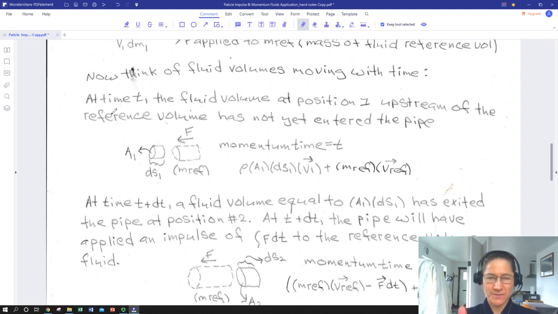Okay, so let's go back to thinking of the fluids as moving with time. We're going to take time t, initial time. We've got the pipe filled with fluid, it's moving, so we've established a reference volume with a mass m reference. And it can be acted on by a frictional force, but it hasn't yet. We've got an entering packet of water, and it's got a mass of dm1. It's got a volume of A1 times ds1, and it's got a density, so that gives us a dm1. And it's got a velocity v1. So our total momentum at time t is the momentum of the entering packet plus the momentum of the reference volume. So, system momentum at time 1.